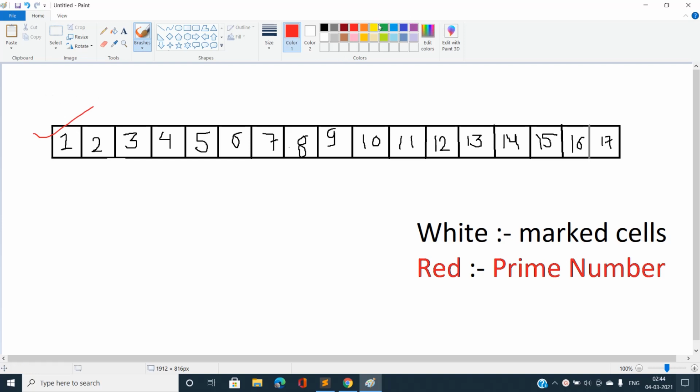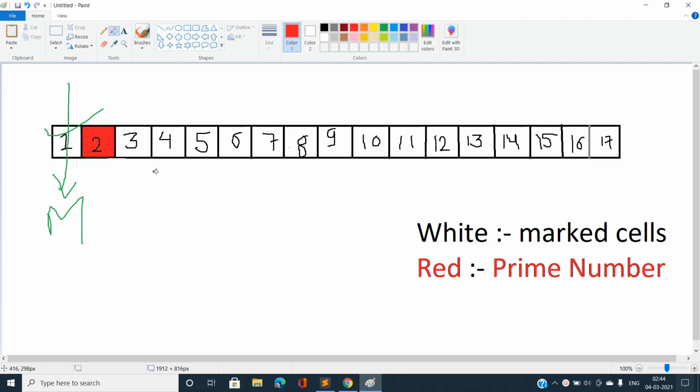Let's change this color first. So I'm going to pick a green, and let's write this as M, that is, it is already marked. So I'm going to pick an unmarked position, that is 2, which is going to be a prime number because it is unmarked. So I'm going to fill it with a 2.